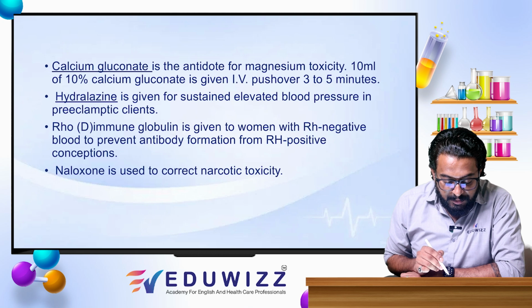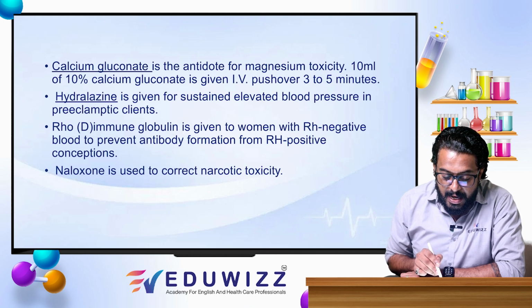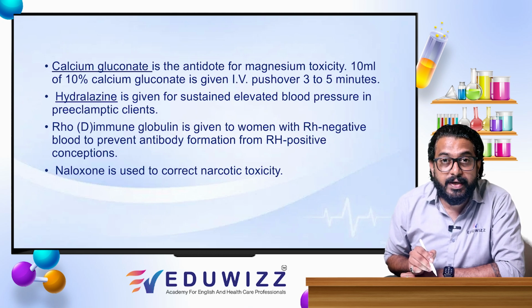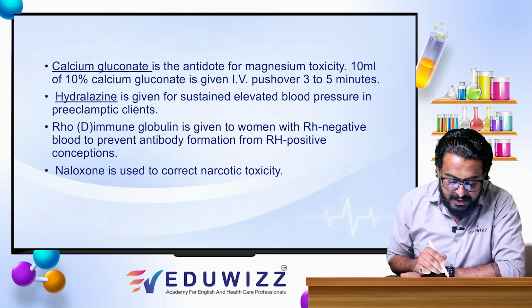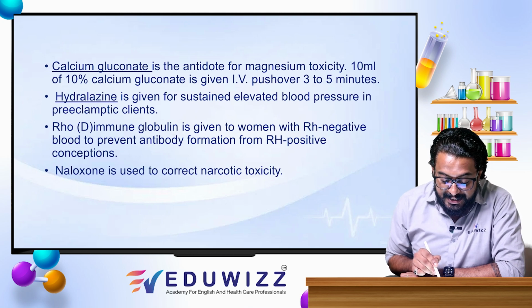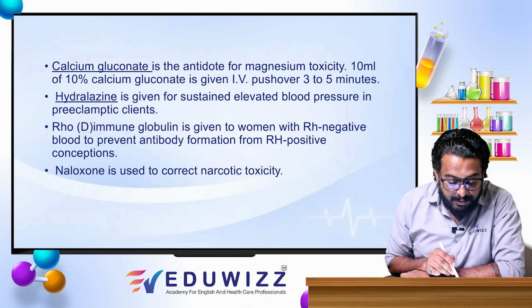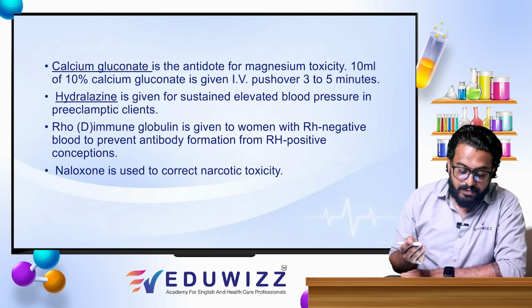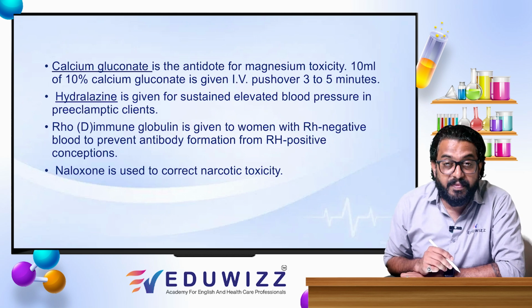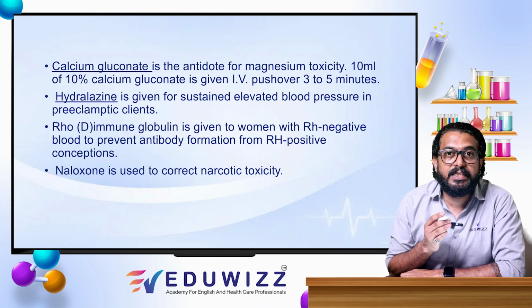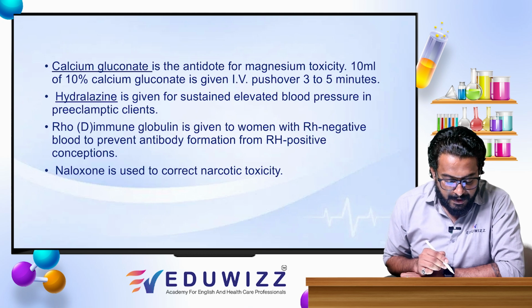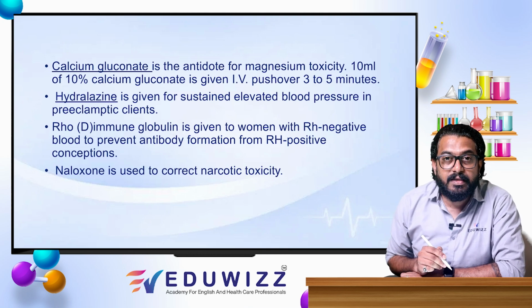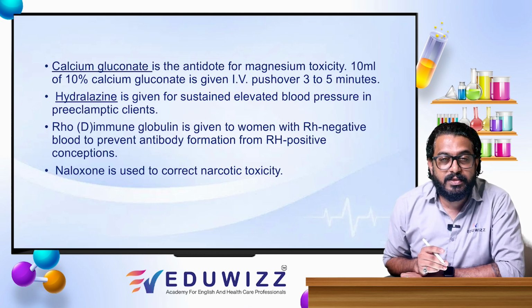10 ml of 10% calcium gluconate is given IV push over 3 to 5 minutes. Hydralazine is given for sustained elevated blood pressure in pre-eclamptic clients. And Rh immunoglobulin we have discussed, it is given to prevent Rh incompatibility. It is given within 72 hours after first delivery. And naloxone is used to correct narcotic toxicity. It's commonly used as an antidote for morphine sulfate.